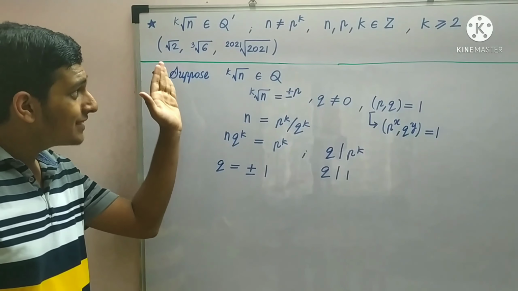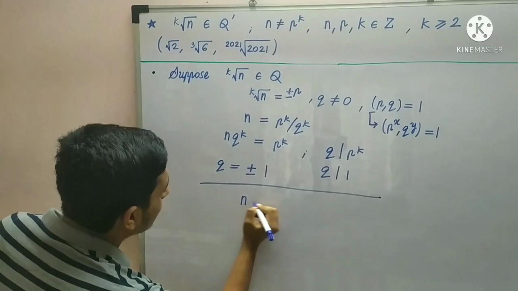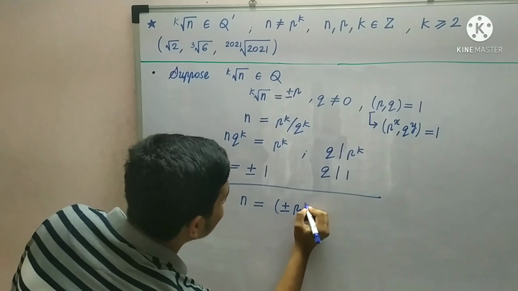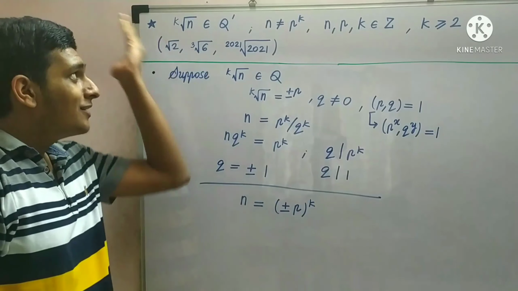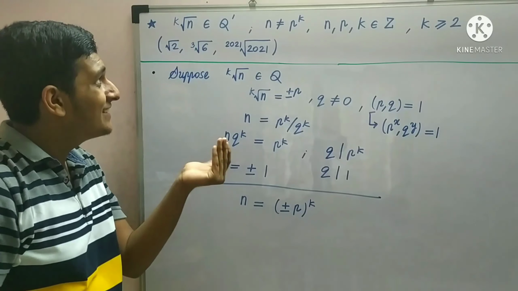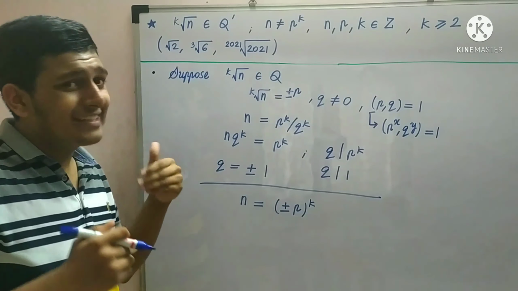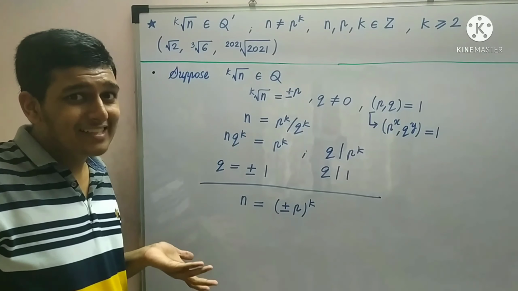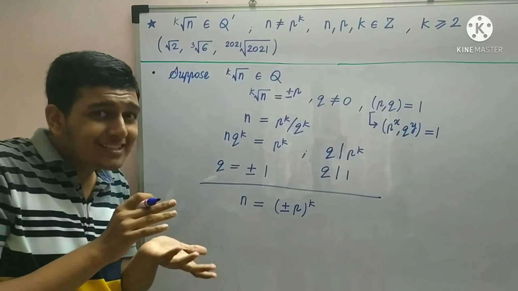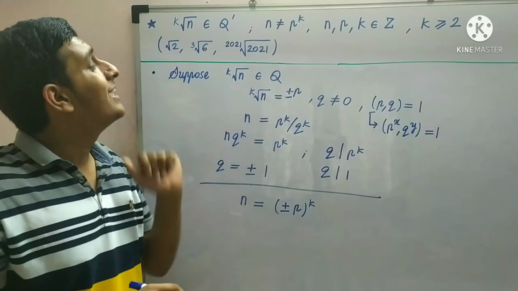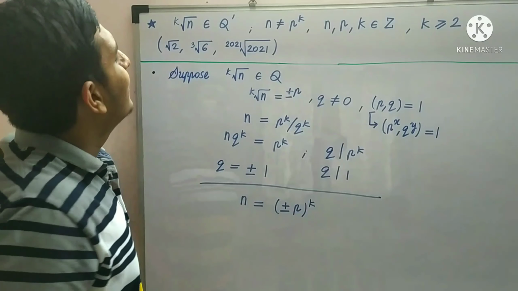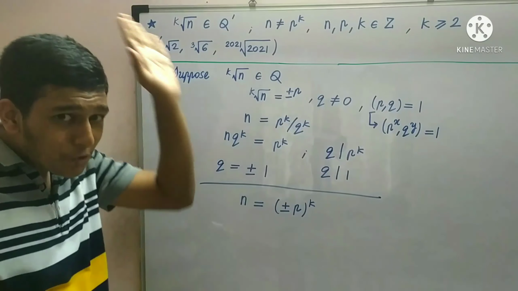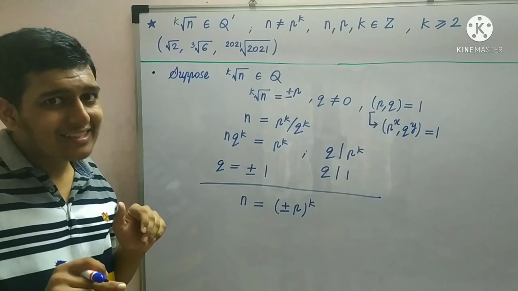Now if we raise both the sides of this equation to the power of k, n is equal to the kth power of plus minus p. But if you read the first line, it says that n can't be a perfect kth power. That is what we started with. So clearly this is a contradiction, the result of our initial assumption that the kth root of n is a rational number. Therefore, we conclude that the kth root of n, if n is not a perfect kth power, is irrational.